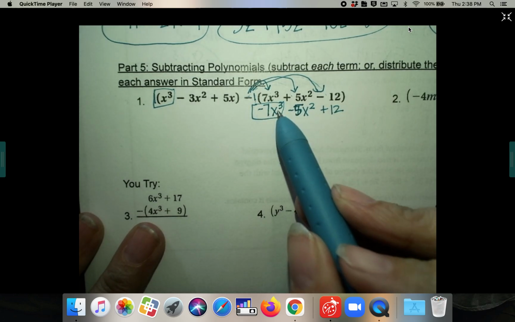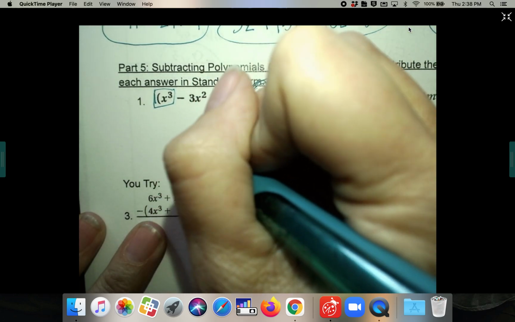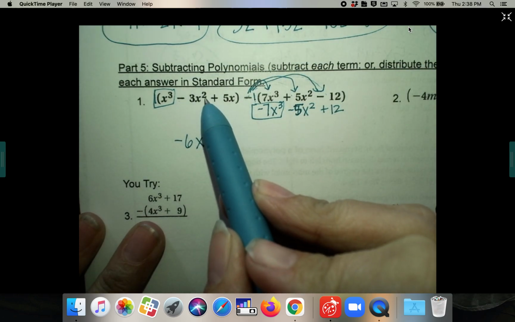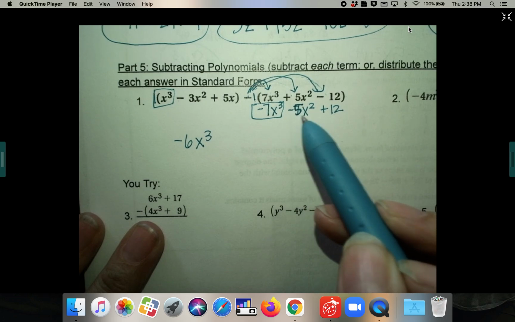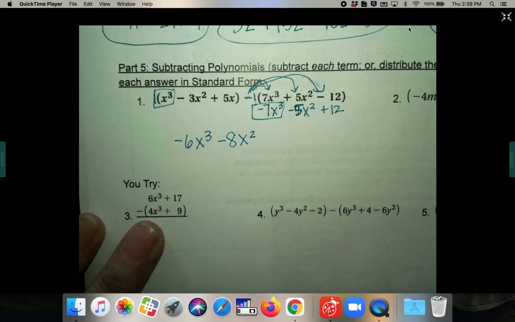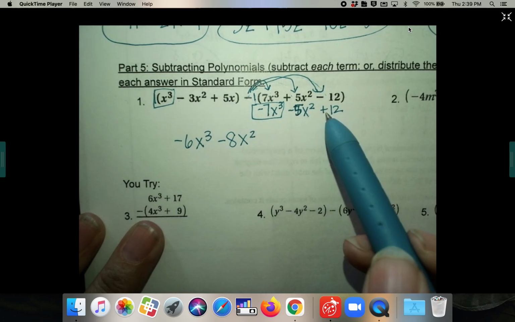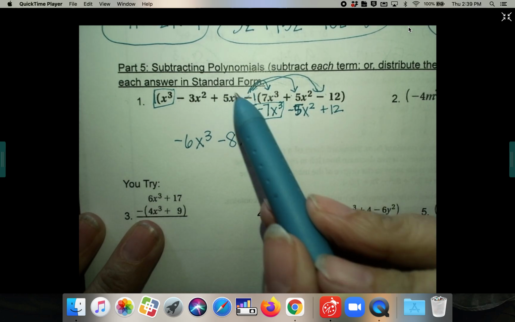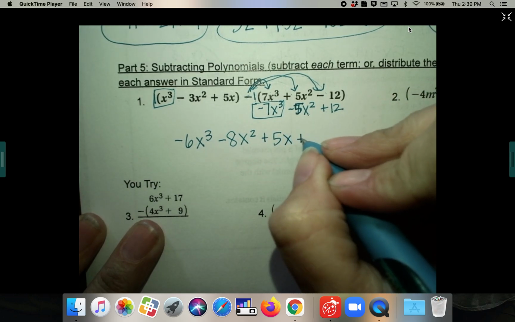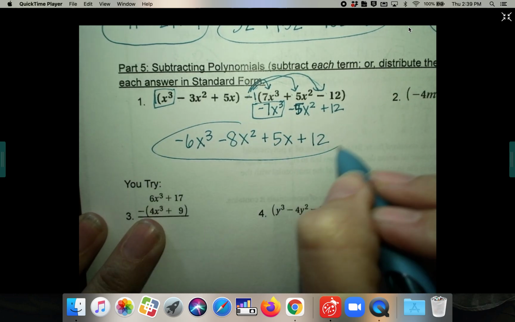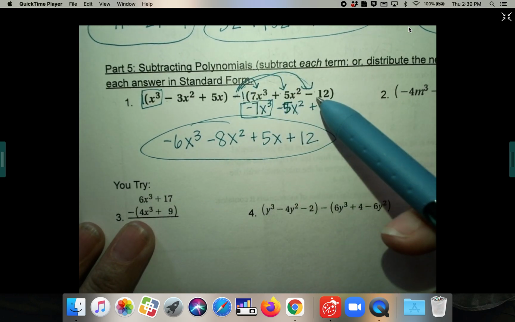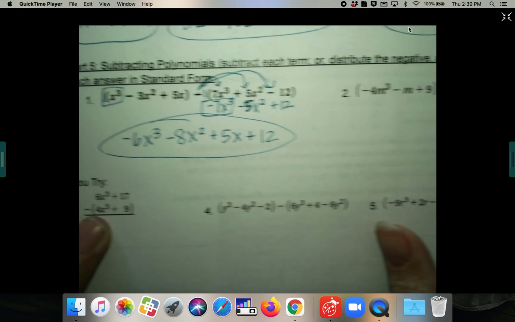a 7x to the third, which is negative 6x to the third. Then I have a negative 3x squared minus 5 more x squareds, which is negative 8x squared. And then lastly, these are 2 different terms. So I have a plus 5x and I have a plus 12. So that was a big one, but I really want you to see that negative actually changes all the symbols.